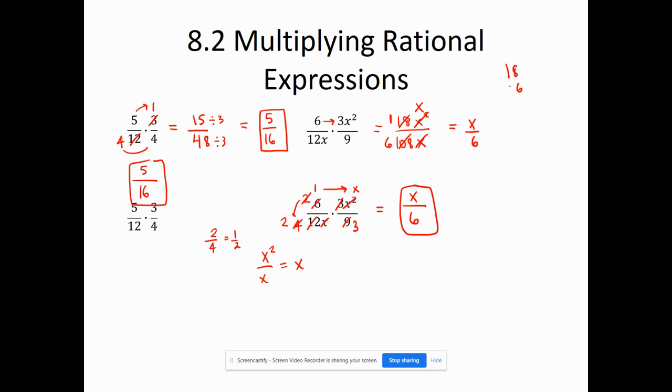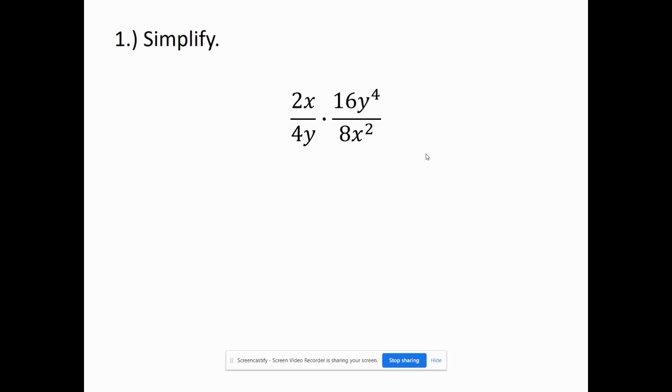18 times 6, let's just check. That's supposed to be 108. 8 times 6 is 48. 6 times 1 is 6, and then plus 4. Yeah, so that's why I think the second method is going to be easier, especially to do in your head. Okay, so then we'll just do some more examples together.